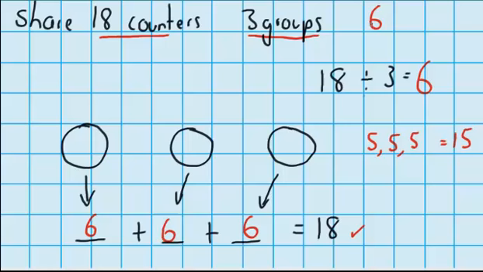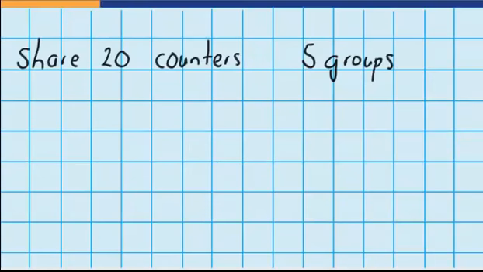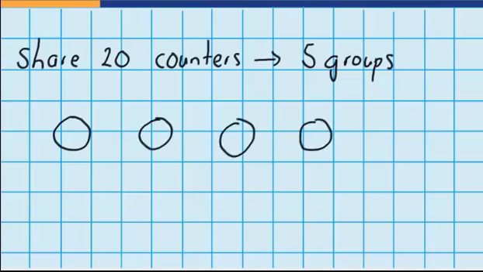Let's try another question. This time you can see I want to share 20 counters, and I want to share those 20 counters between 5 groups. So I'm going to start by imagining 5 groups. 1, 2, 3, 4, and 5.